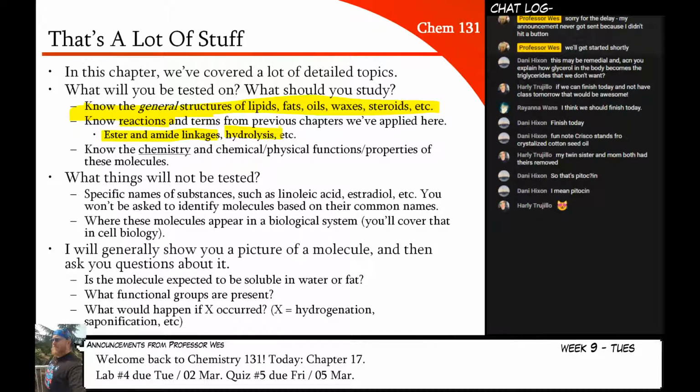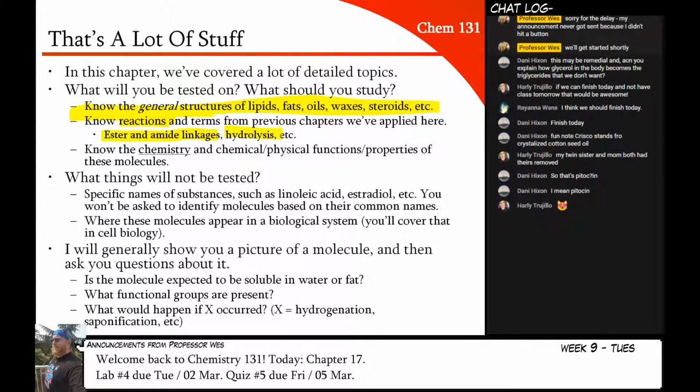So, why does hydrogenation matter for saturated versus unsaturated fatty acids? Why do we do that? Why do we care about hydrogenation at all? Things I'm not going to test you on: I'm not going to test you on specific names. So I'm not going to ask, which of these is stearic acid? Don't care. Which of these is testosterone? Don't care.